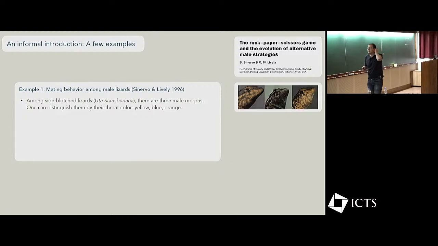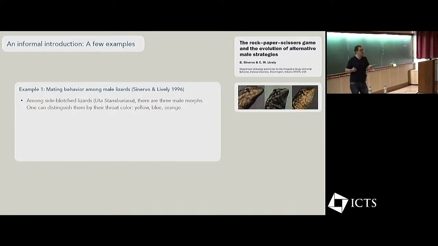One is this famous example of mating behavior in male lizards. There is this lizard species where the males come in 3 different kinds. It's really easy to distinguish them because they have different throat colors. Some of these male lizards have orange throat color, so that would be this one. Some of them are yellow, and some have a bluish throat color, so this would be the one in the middle. What is interesting is they do not only differ in their throat color, which makes them easy to distinguish, they also differ in their mating behavior.